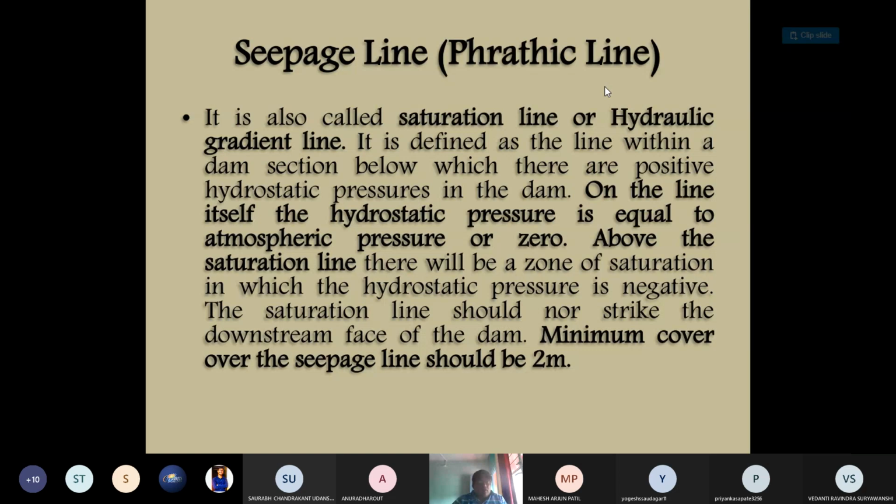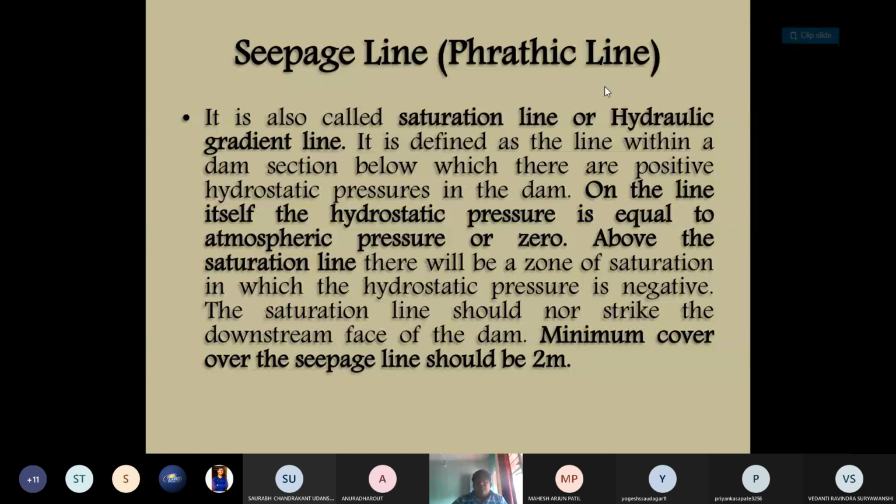Externally we cannot provide the solution. There is a need to go inside the dam. That means proper drainage is required. And another thing is that the phreatic line must be located within the body of the dam, and it should lie on the toe side of the dam.